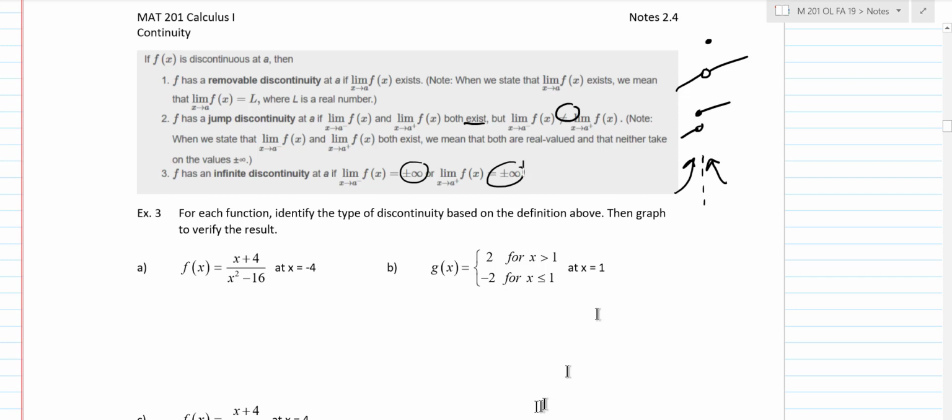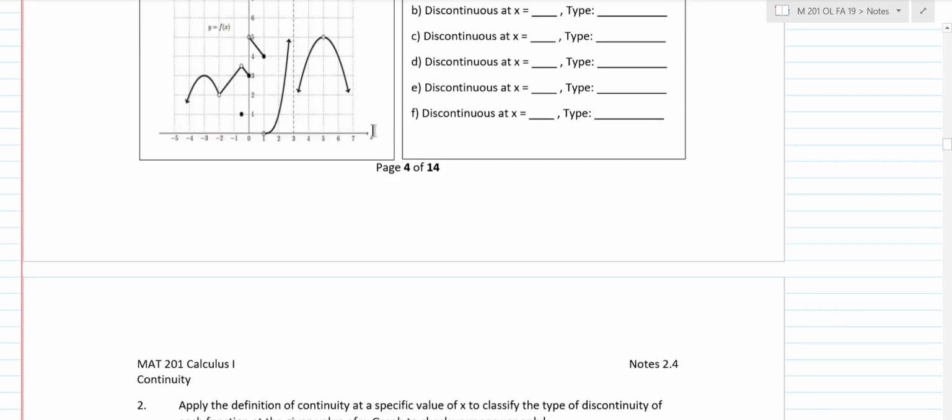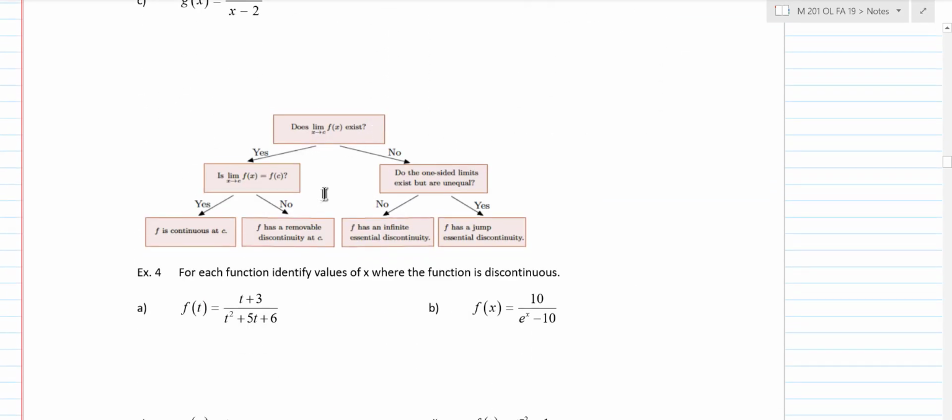What I'm going to do with these examples is identify the type of discontinuity, and then we can verify it on the graphing calculator. If you look at these definitions, it's all about limits. We need to see if the limit exists or the limit doesn't exist. That's kind of it, and this will be summarized. This is a good thing.